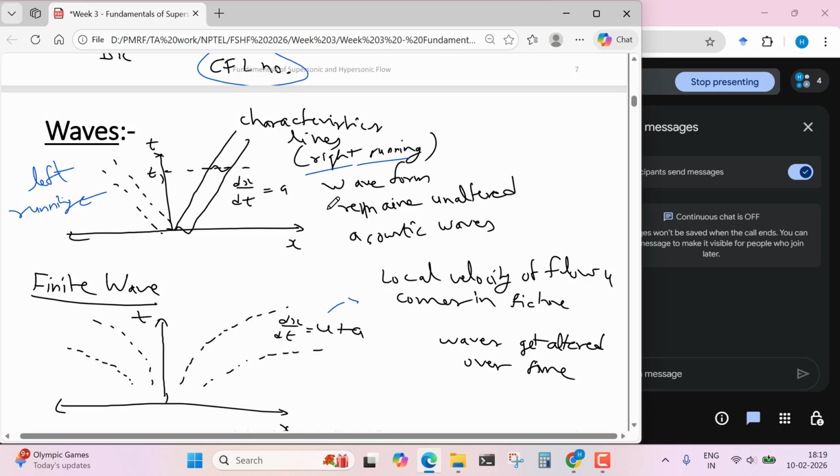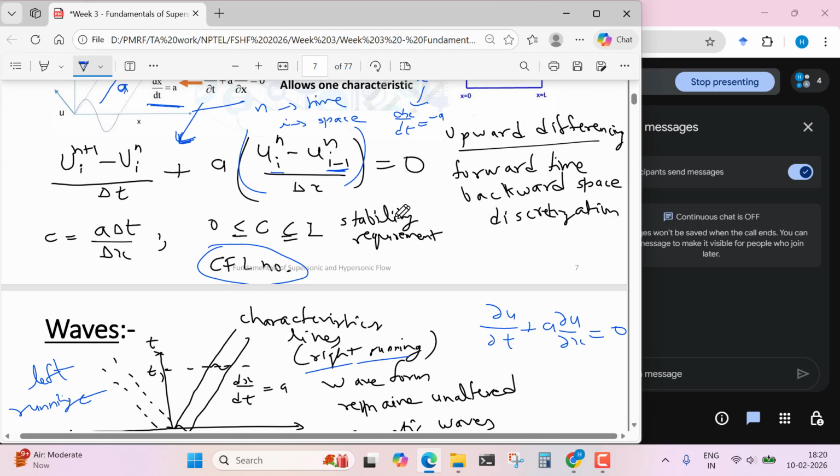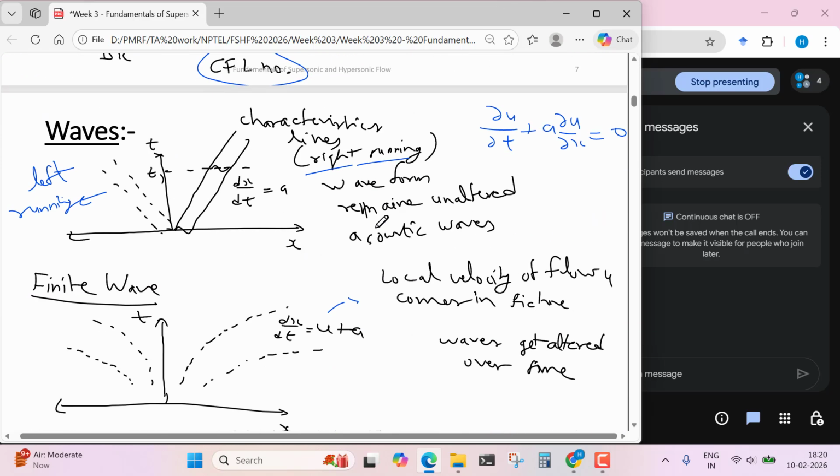So waves can be of two types. One is instantaneous wave and another one is finite wave. Instantaneous wave is like before we have seen, given ∂u/∂t + a ∂u/∂x = 0. This is instantaneous wave, and these kind of waves are mainly acoustic waves, and their form remains unaltered. Their form does not change.